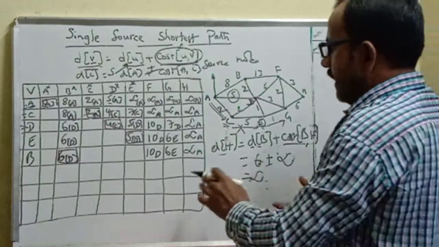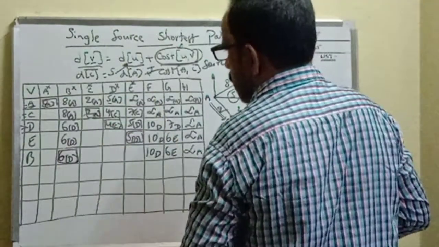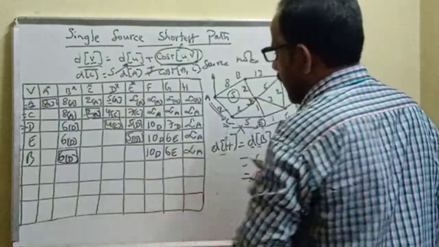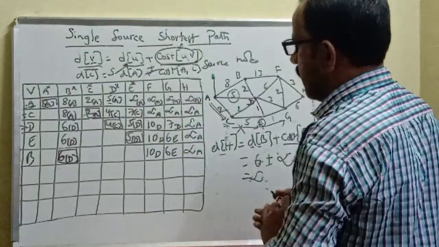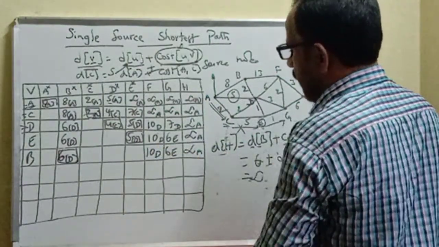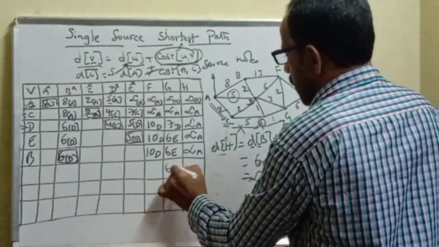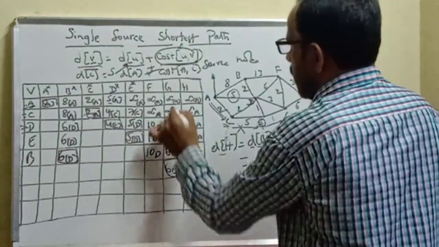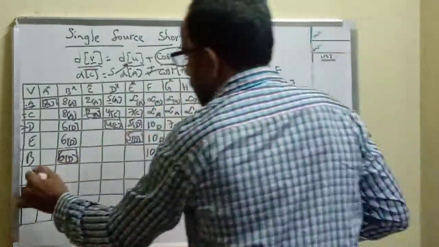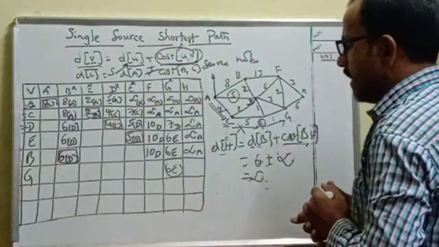Okay? Now this is over. D is over. Only 3 nodes remain. Select the minimum value now. So the minimum value is 6. Now take this number down. This is also considered. Now consider G as the intermediate node.